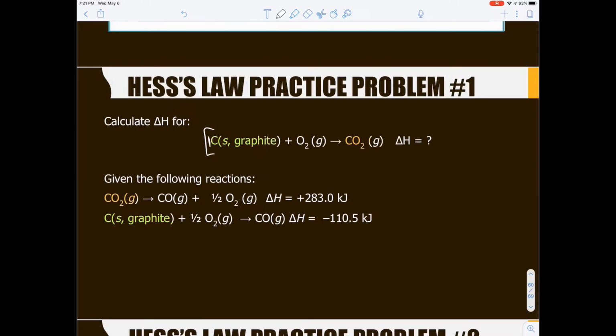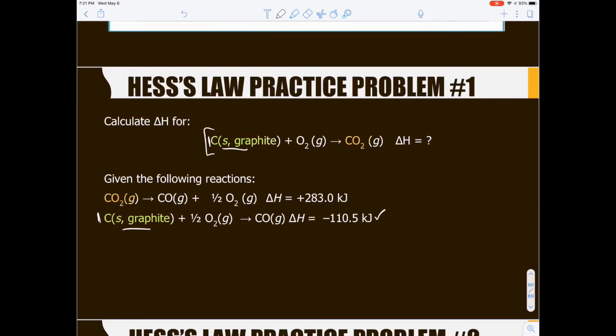We need to have 1 mole of graphite in the reactants. Oh, that's nice. We have 1 mole of graphite in the reactants. Isn't it nice when they start easy? Okay, so perfect. This reaction is going to stay the way it is. We're not going to reverse it. We're not going to multiply by anything, and this delta H will also stay the way that it is.